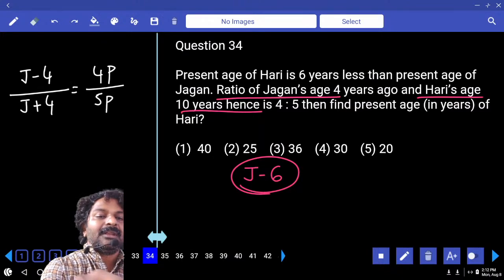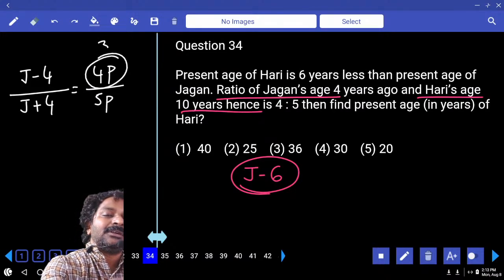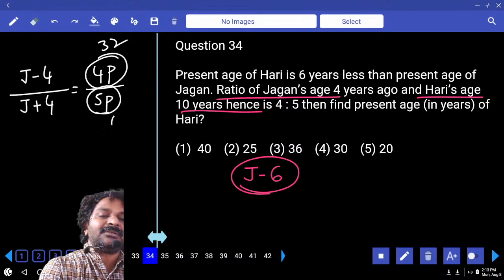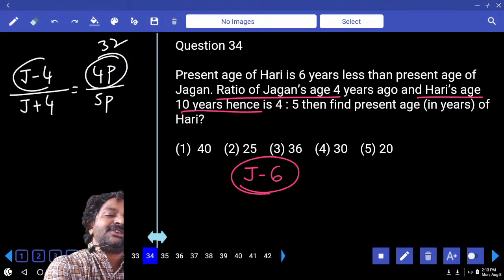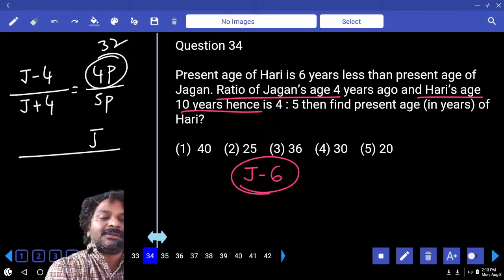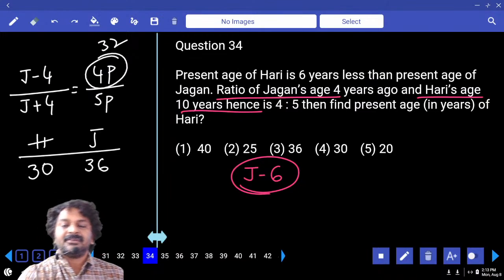Clear? Now what is the difference on the right hand side? Left hand side 8. That means 1 part is equal to 8. 4 parts is equal to 32. 5 parts is equal to 40. Clear? You pick either one of them, either numerator or denominator. J minus 4 is equal to 32. Come on. Then J is equal to 36. And Hari's age is 6 years less, which is 30 only. Find the age of Hari, which is 30. Fourth option.